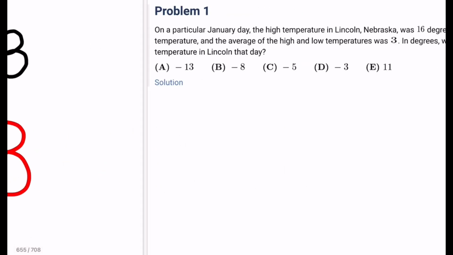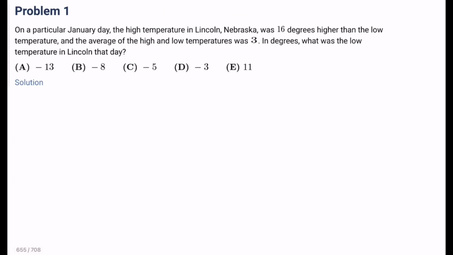So let's get started. First problem. On a particular January day, the high temperature in Lincoln, Nebraska was 16 degrees higher than the low temperature, and the average of the high and low temperatures was 3. In degrees, what was the low temperature in Lincoln that day?